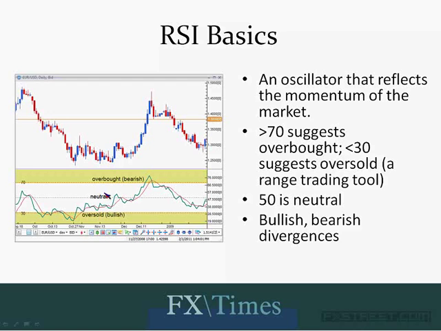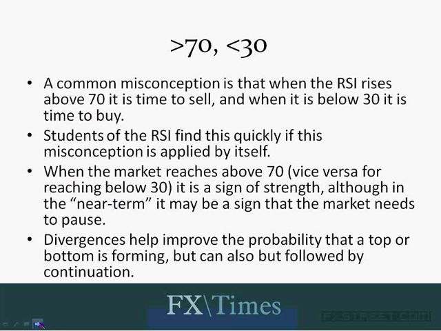A little bit more advanced are your bullish and bearish divergences, which I will show in the next couple of slides. But hopefully we all know these basics: the oversold and overbought levels, and neutral, so that we can start building more interpretations and applications. So 30 and 70 are our basic levels of oversold and overbought.